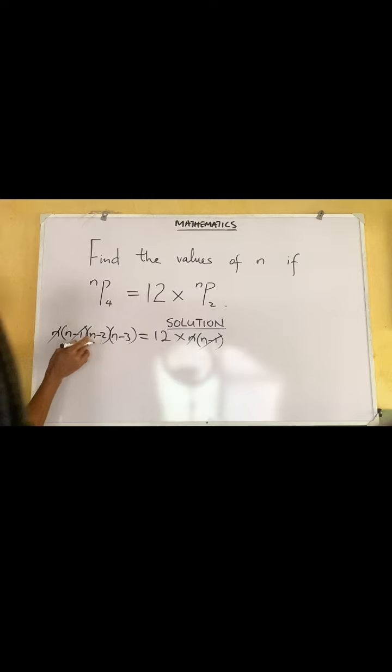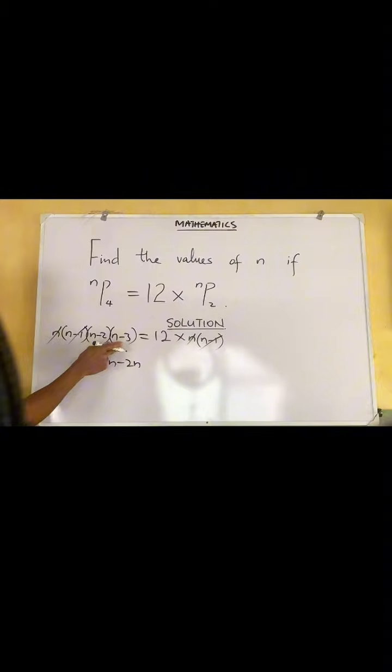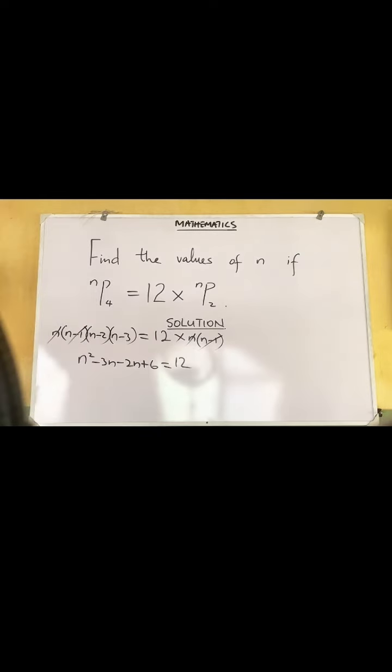So we have n times n is n squared. n times minus 3 is minus 3n. Minus 2 times n is minus 2n. Minus 2 times minus 3 is plus 6. I hope it's clear. Equals 12 times 1 is 12. So this is where we are right now. So we have obtained a quadratic equation.